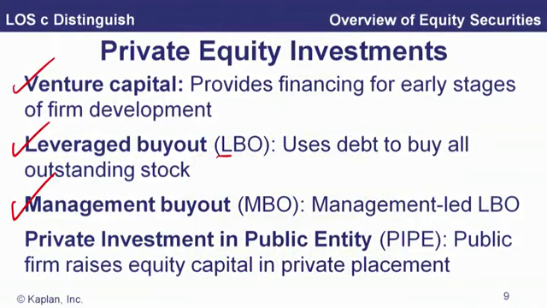Related to an LBO, we could also have an MBO. That's a management buyout. Usually it has characteristics of an LBO in the sense that there's lots of debt involved, but in this case, it's the management team that leads the acquisition. And finally, down here, we have the PIPEs, so private investment in public equity. This is where we have public firms that raise equity capital through these private placements.